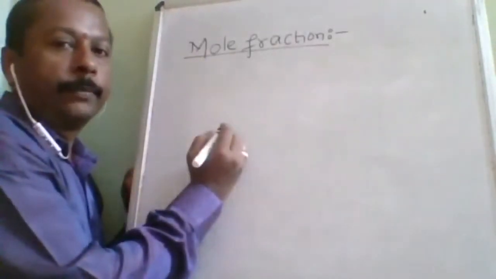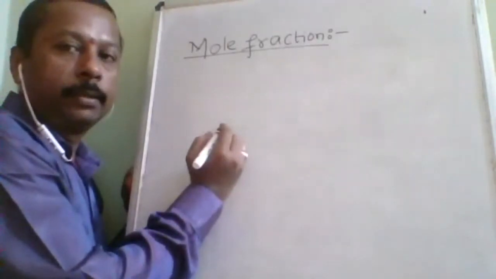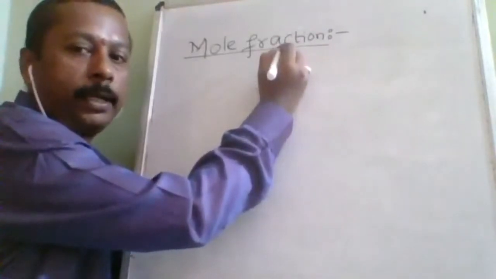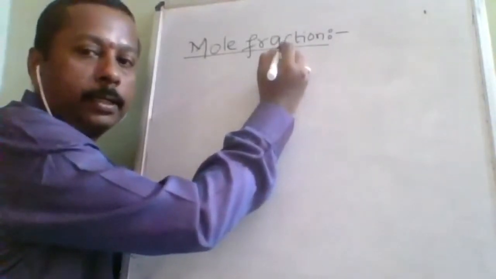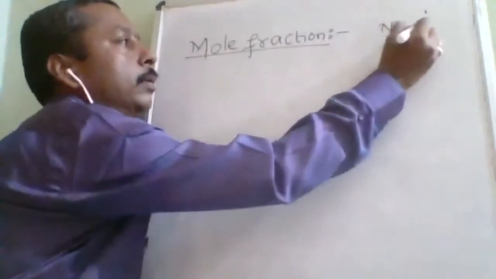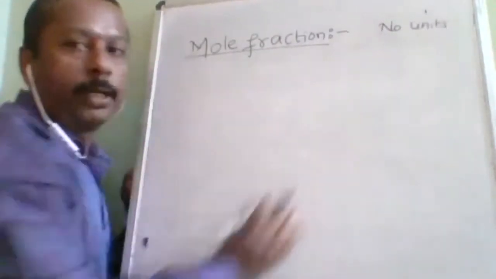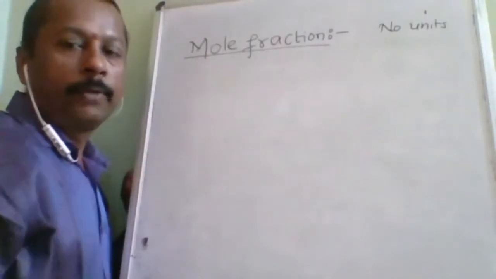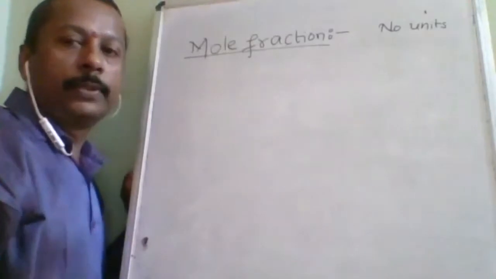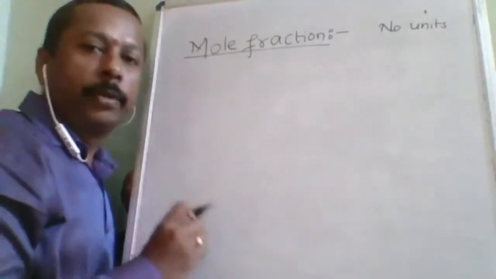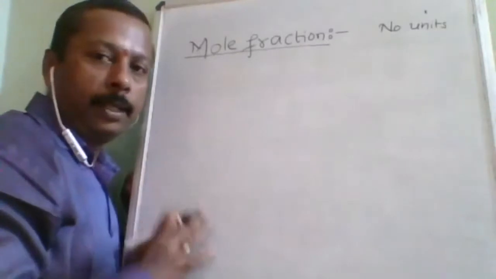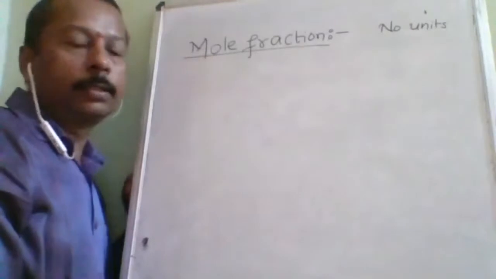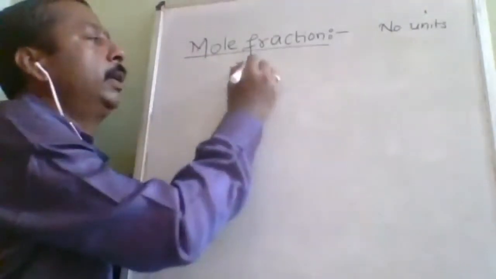Now, mole fraction. As I told you in yesterday's class, whenever there is a fraction, you can blindly write it as having no units. How many words did I tell you? Percentage, and what else? Fraction. These are the two words with which you can immediately say, irrespective of chemistry, physics and maths, that if it is a fraction, it is unitless. So no units, and it is denoted with X.